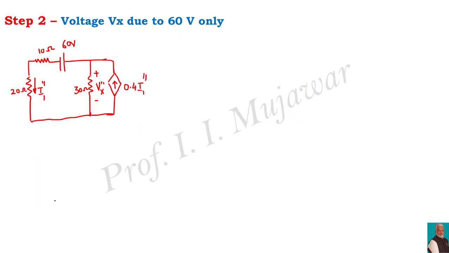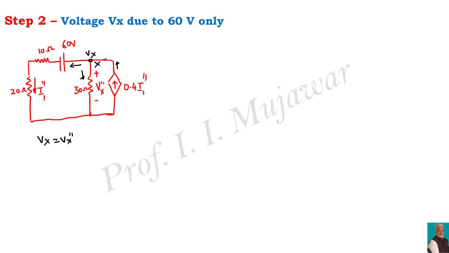Now let us calculate the voltage across 30 ohm when the 60 volt battery is acting alone. That means again if I use the node analysis method, so here I'll use say node X with potential as Vx. This current is say a current leaving from the node. This is the current leaving, whereas this direction is given. So essentially your Vx is nothing but Vx double dash.